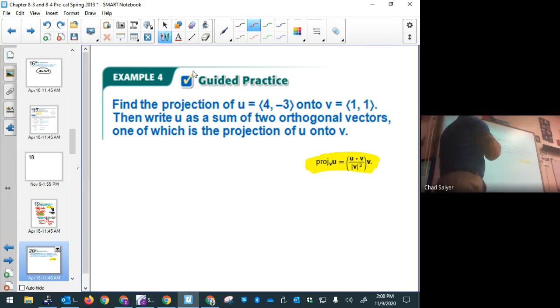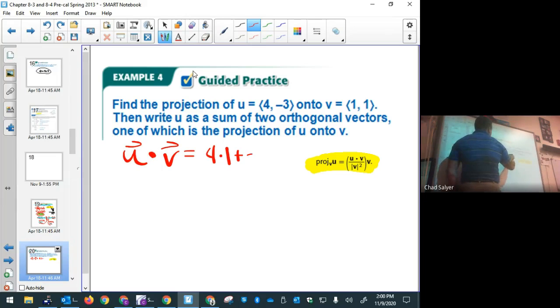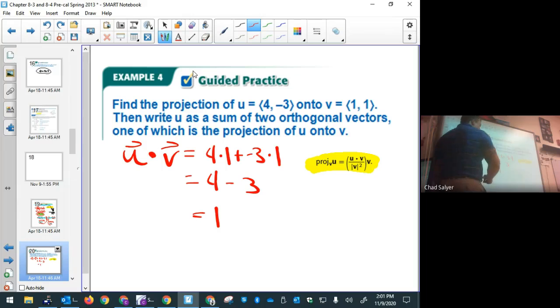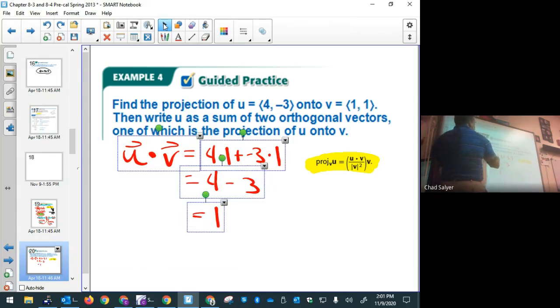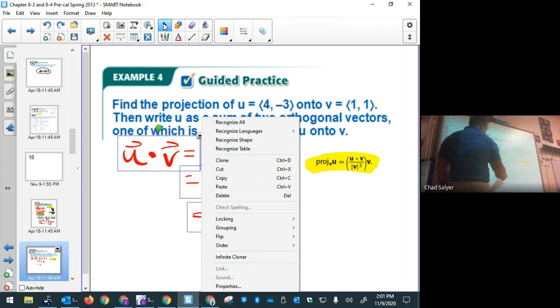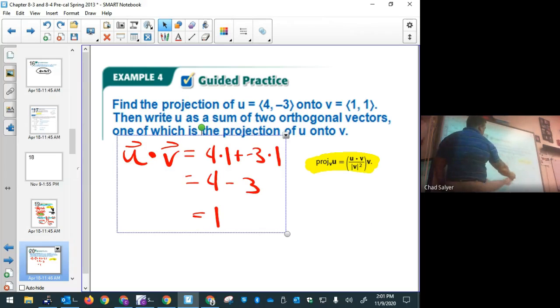Luke, what should I find first here? Very good. So Mason, tell me what the values here would be for U dot V. 1 plus negative 3. So that's 4 minus 3, which is 1. So there's U dot V. What should I find next? Randall?